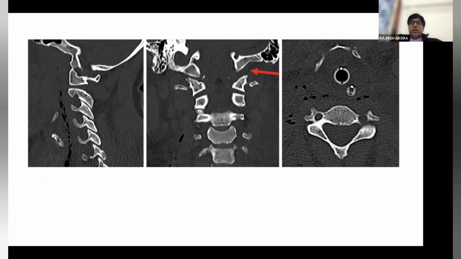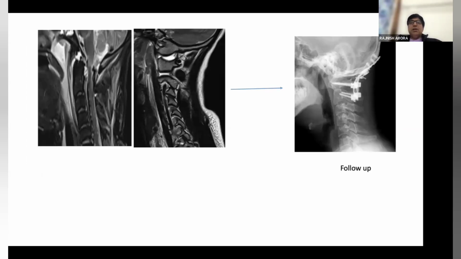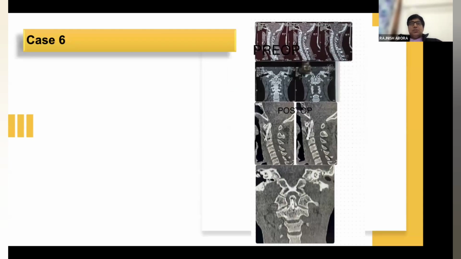Many of these patients do not reach the hospital, but if they reach in time, we can treat them. So this was the MRI which showed some hyperintensities in the joint, and we did an OC1 and C2 fixation, and the patient gradually recovered but was discharged to a rehab status. Then there are a few cases which Professor Deepak has shared with me.